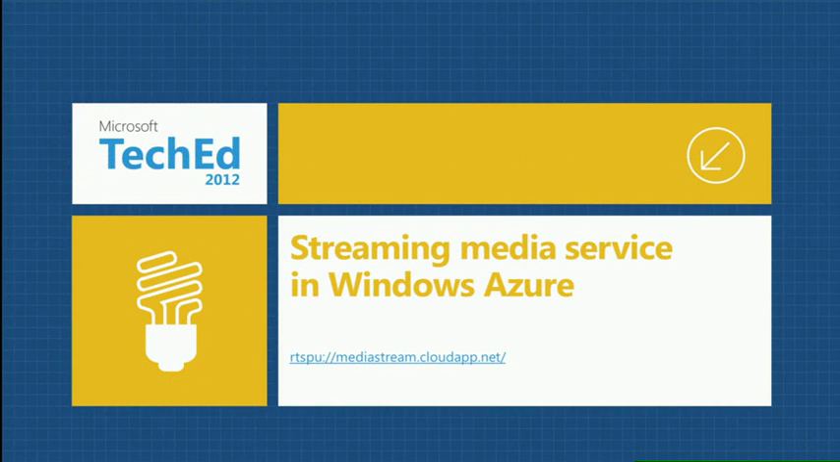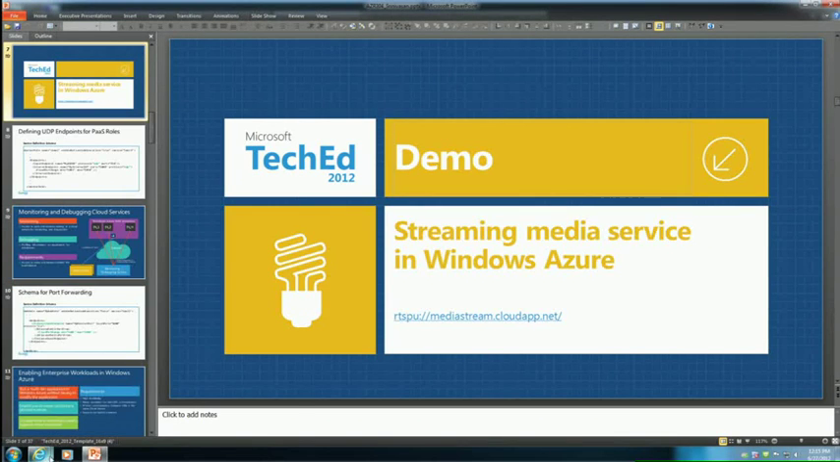Now, just to showcase how UDP works, what I've done is I've set up a media streaming server in Windows Azure. So I created a virtual machine, configured it to be a media streaming server, and I've opened up the right kind of endpoints to enable that. So let me go to the portal and show you how that can be done.